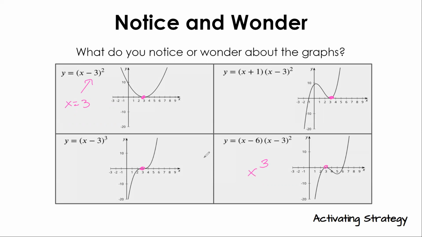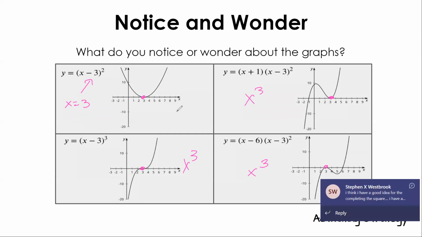Isn't it all odd except the top left one? They're all odd except for the top left one. Yeah, this one is going to be an x to the third. This one's also going to be x to the third. This one's going to be x to the third. This one's a quadratic, right? Okay, cool.